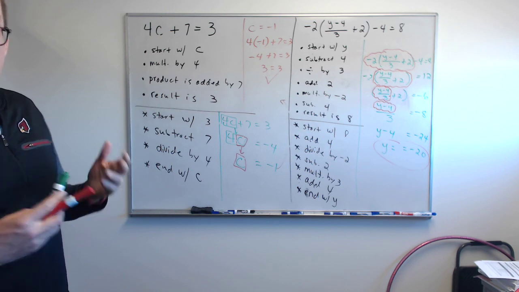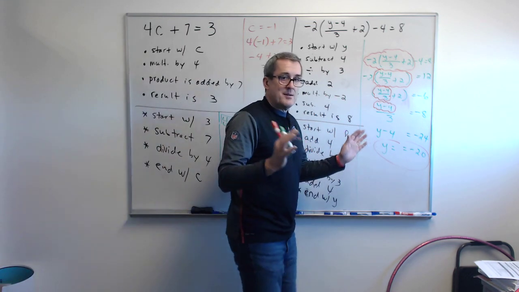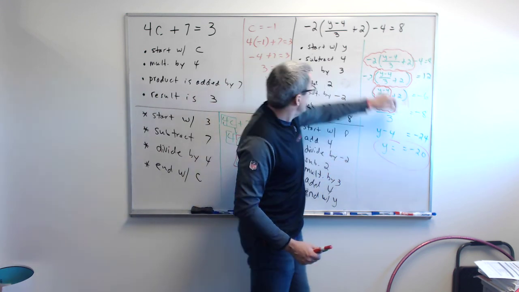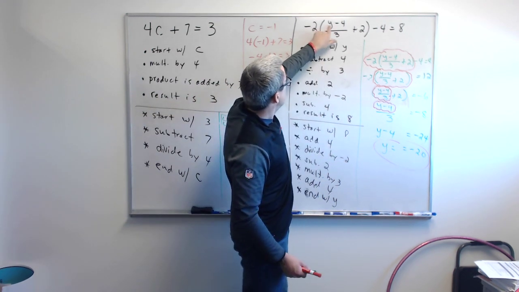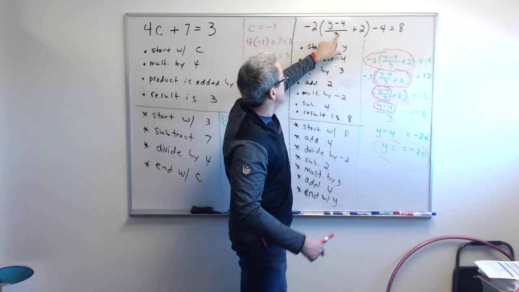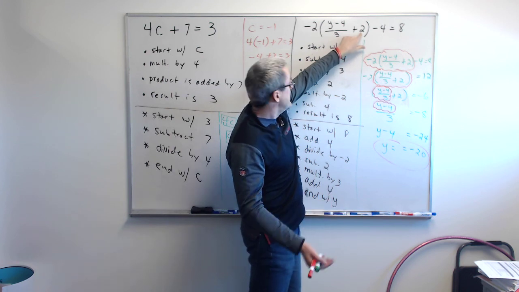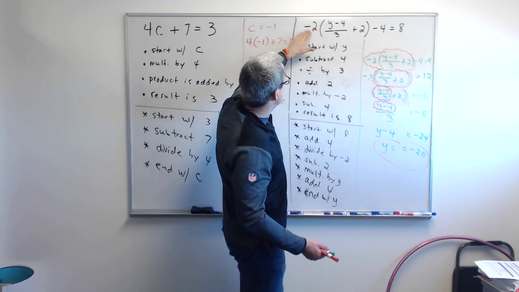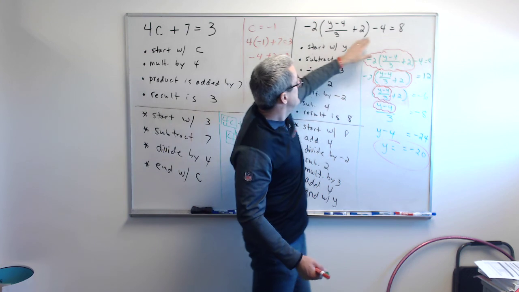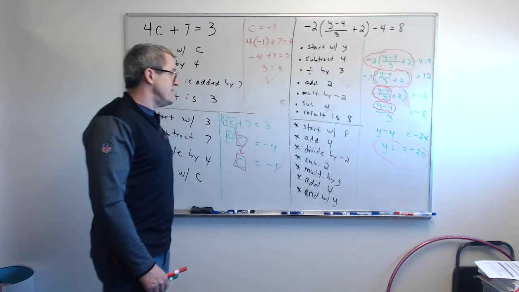Now, if you want to check it, please do. But the check should sound something like this. I'm not going to write it all down, but y is negative 20. Negative 20, subtract 4. Negative 24. Divide by 3. Negative 8. Plus 2. Negative 6. Times negative 2. Positive 12. Minus 4. 8. So it certainly does check.